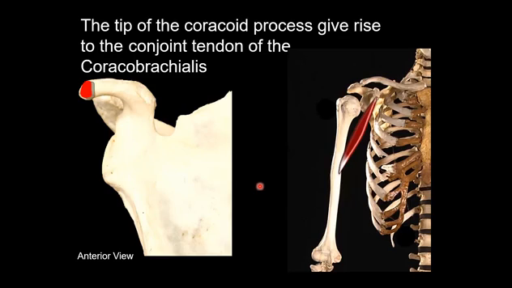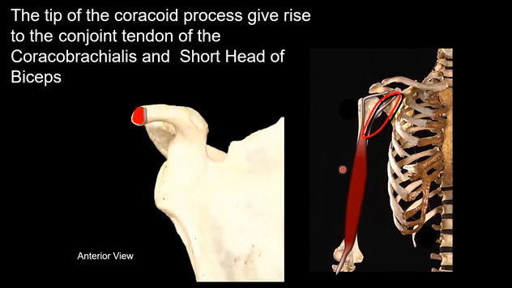Then at the tip of the coracoid, we have the muscle called the coracobrachialis getting attached to it. You can see the insertion here, from the coracoid process down to the middle shaft of the humerus. We also have the tendon of the short head of the biceps, which also finds its insertion there. They have what we call a conjoint tendon.